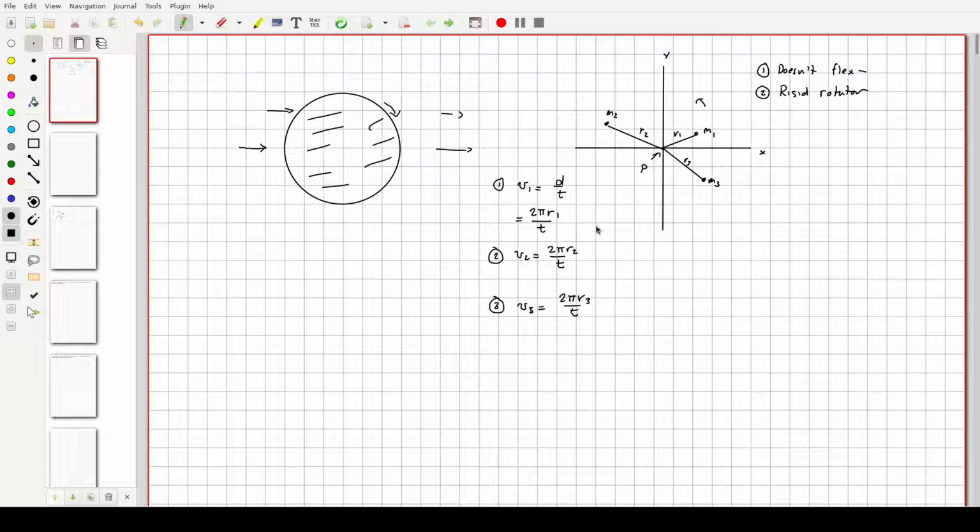Now, because of this, when it comes to describing rotation, we like to talk about angular motion as opposed to traditional motion that we've talked about in the past. So the preference is angular motion.